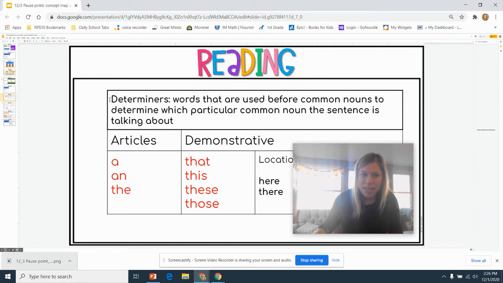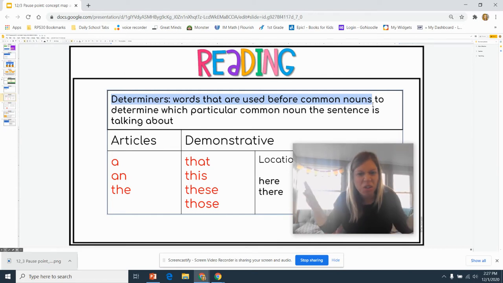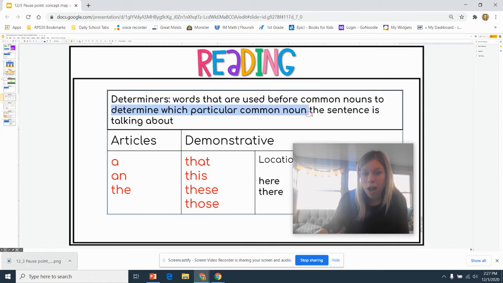A determiner is a word, or words, that are used before a common noun. Now remember, a noun is a person, place, or thing, and a common noun is just a regular old noun. It's not the name of a person, place, or thing, like that is a proper noun. Remember, that's when we use a capital letter. But this is just a regular noun. Well, determiners are words that are used before a common noun to determine, or to decide, which particular common noun the sentence is talking about. So it's basically a word that tells us which one. Which one are you talking about?